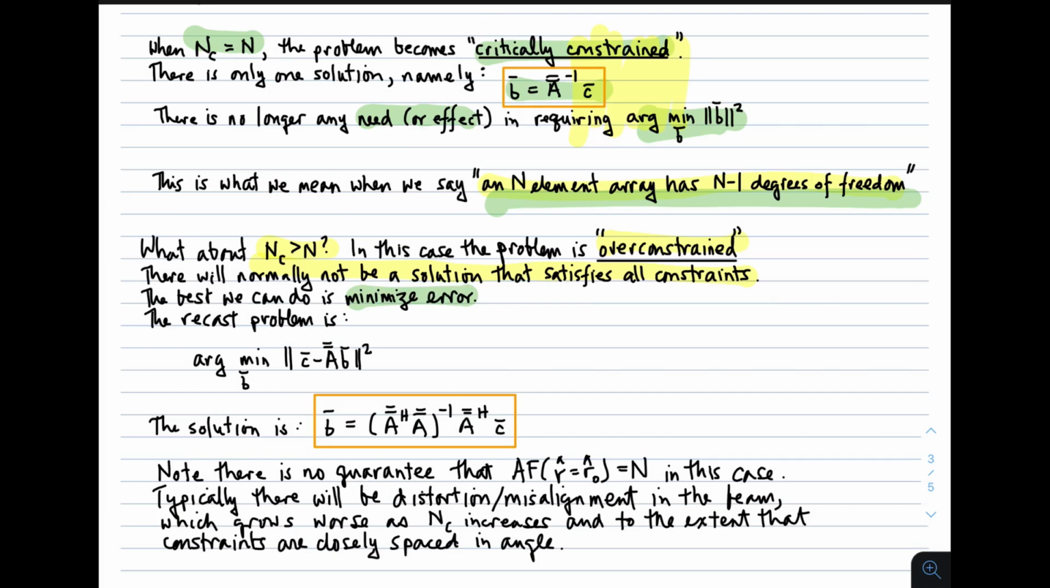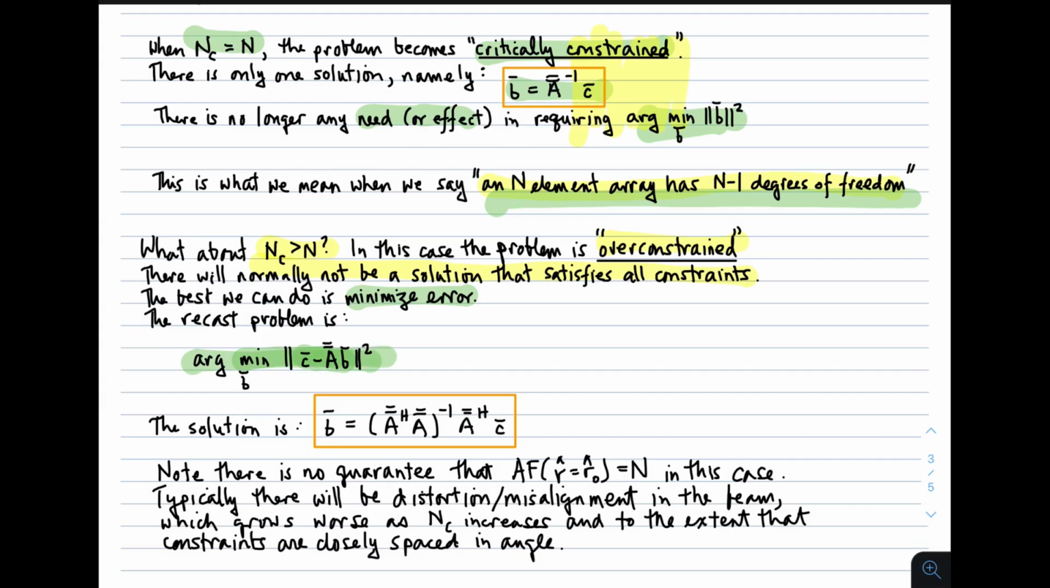And by minimize error, I mean, let's see if we can find a way to make C minus AB as small as possible. If we had an exact solution to the previous problem, then C minus AB would be 0. And in fact, it is 0 if we're under-constrained or critically constrained. But when we're over-constrained, we know that we can't expect that there will be a solution that satisfies all the constraints. So what we do is we try to minimize the norm squared of that error. So the recast problem statement is simply argmin over b of the norm squared of the error.